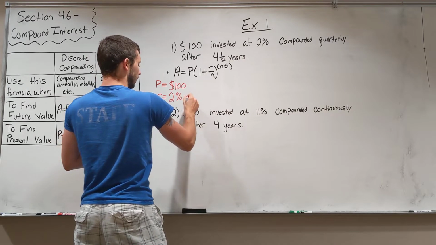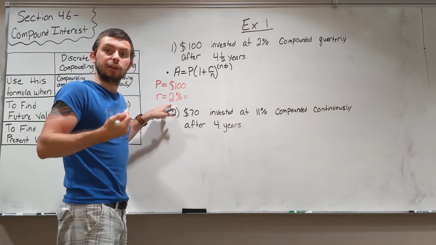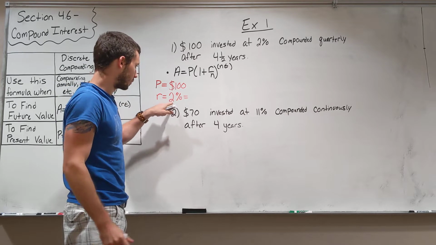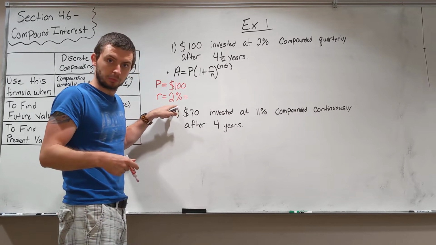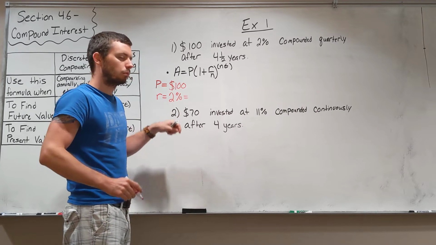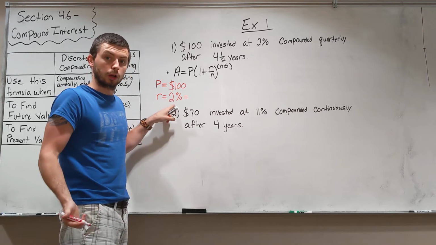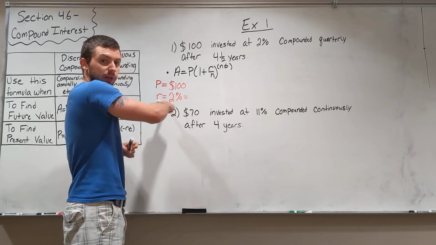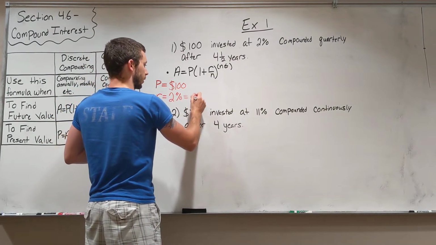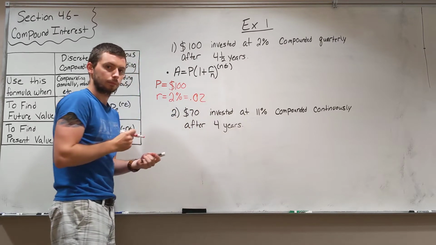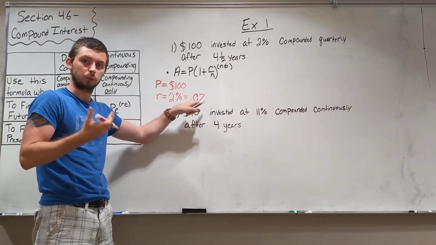However, R needs to be a decimal. So in order to change a percent to a decimal form, you can divide the number by 100, or you can move the decimal place to the left twice, which would give you 0.02. This would be the decimal equivalent.